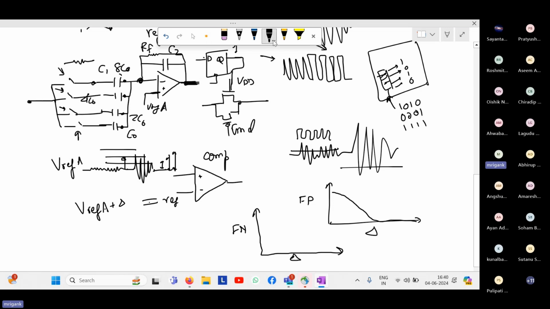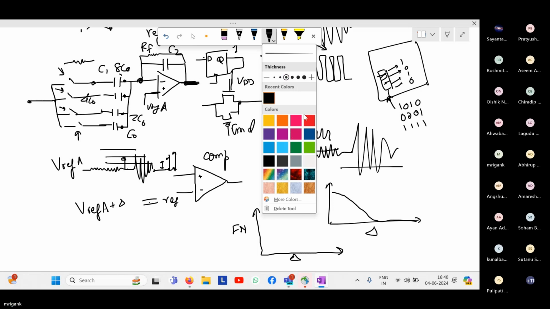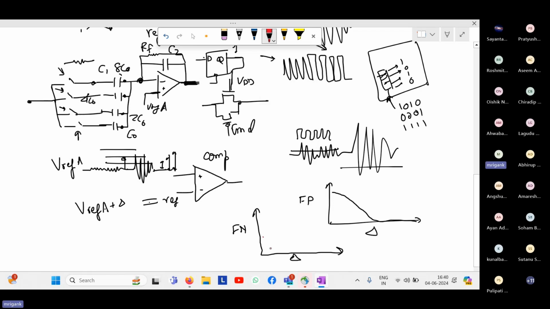So if you keep the delta too high, what will happen? Initially false negative will be 0, but with delta too high, it will start increasing. So I have to avoid this also, right? Delta has to be chosen such that neither is it giving you false positives nor too many false negatives. So that will be the region of delta. Delta has to be appropriately chosen by analyzing data. Is that clear to everyone?